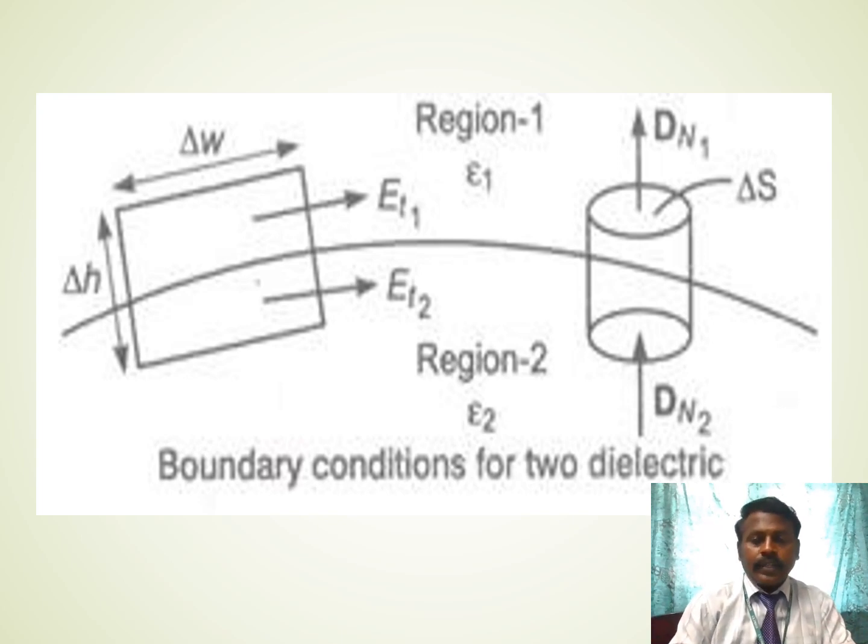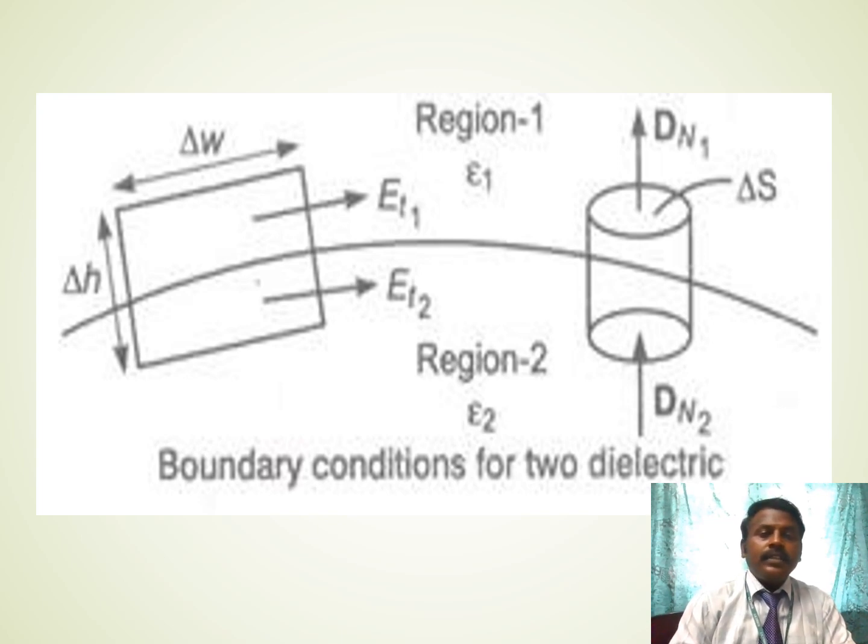Now this equation gives the diagram. Look at these two diagrams: region 1 and region 2, the boundary between two dielectrics. In the upper region 1, consider one dielectric, and in region 2, consider another dielectric. Look at the rectangular path; consider the rectangular path and one Gaussian surface. In region 1 the tangential component is T1, and in region 2 the tangential component is T2, so it is Et1 and Et2.